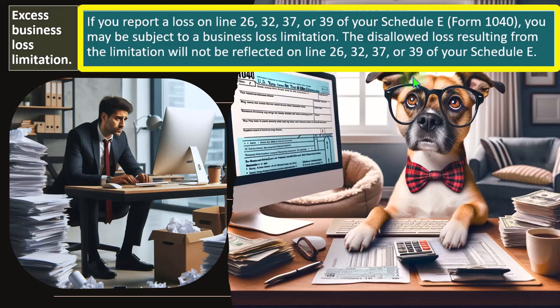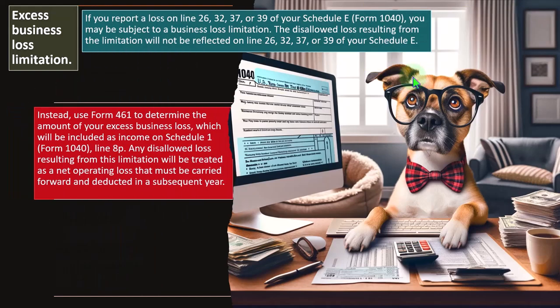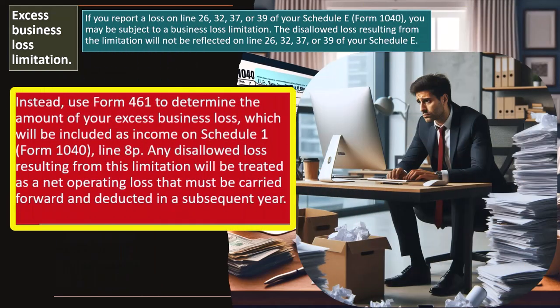So the disallowed loss resulting from the limit will not be reflected on line 26, 32, 37, or 39 of your Schedule E. Instead, use Form 461 to determine the amount of your excess business loss, which will be included as income on Schedule 1, Form 1040, line 8p. Any disallowed loss resulting from this limitation will be treated as net operating loss that must be carried forward and deducted in a subsequent year.